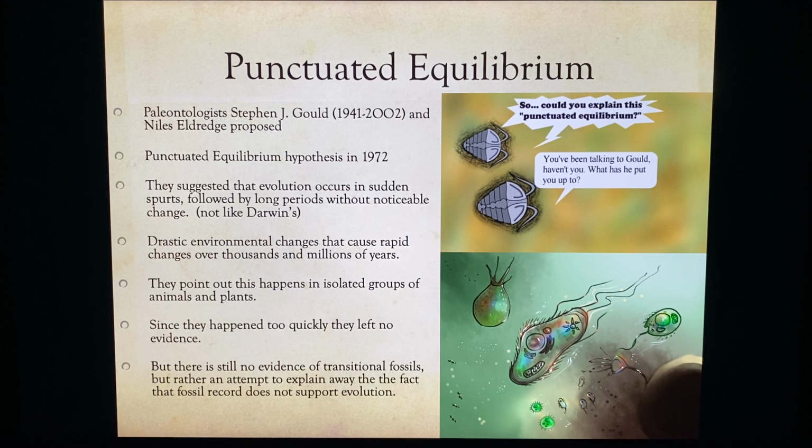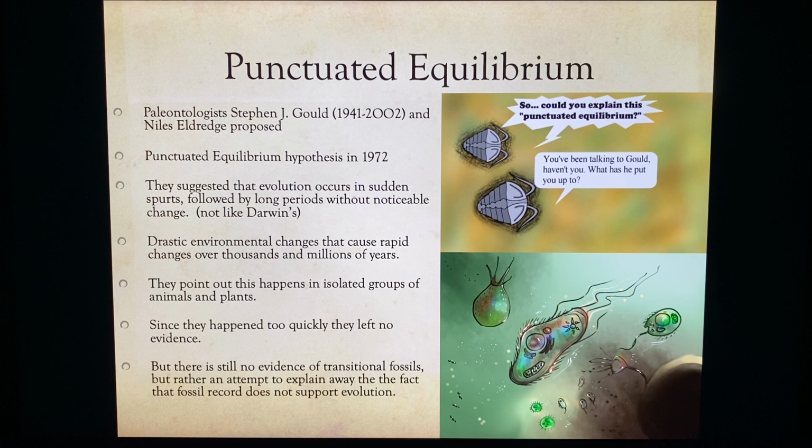Okay, but then the evolutionists think there must be a reason we can't find any missing links or transitional fossils. So they developed punctuated equilibrium. What is that? Well, paleontologists Stephen Jay Gould and Niles Eldredge proposed this theory of punctuated equilibrium in 1972. Again, it's a hypothesis, which means it's a guess. It's not even a theory yet.